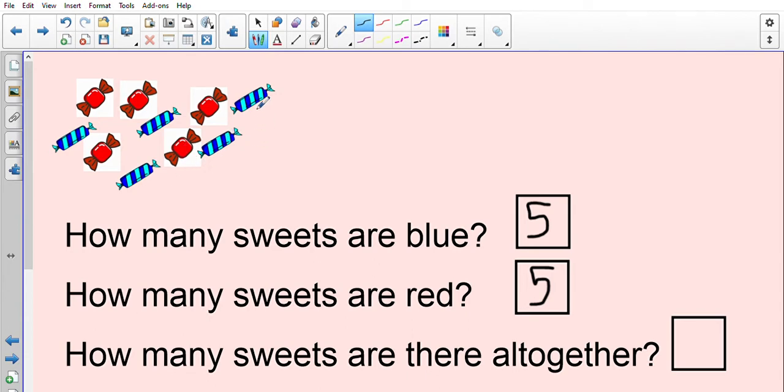Brilliant. If you get in a muddle in your book when you're counting, you can cross them out as you count them. So we could go 1, 2, 3, 4, 5, 6, 7, 8, 9, 10. And then you know when you've counted them. So there are 10 sweets all together. Brilliant.